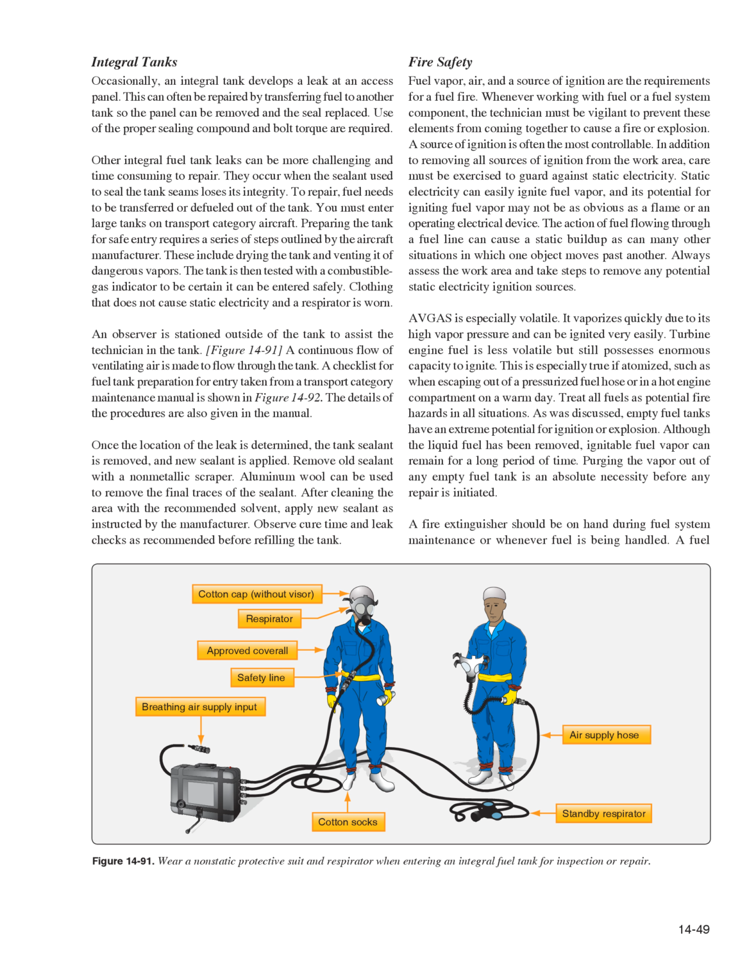Avgas is especially volatile. It vaporizes quickly due to its high vapor pressure and can be ignited very easily. Turbine engine fuel is less volatile but still possesses enormous capacity to ignite. This is especially true if atomized, such as when escaping out of a pressurized fuel hose or in a hot engine compartment on a warm day. Treat all fuels as potential fire hazards in all situations.